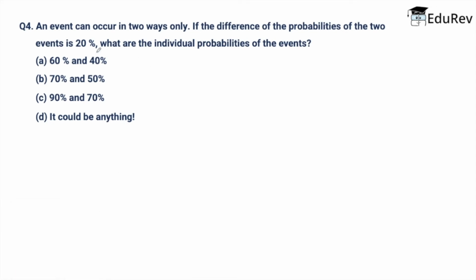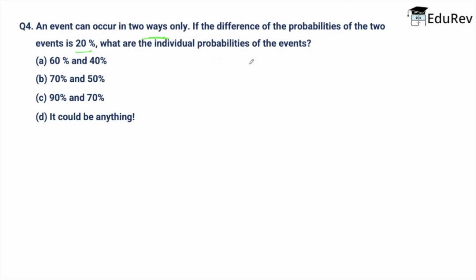So question number 4 says that an event can occur in 2 ways only. Now, if the difference of the probabilities of the 2 events is 20%, then what are the individual probabilities of the event? Now, let's see that there is this one property, that is the principle of the sum of all probabilities. Let's see if that property can help us here or not.